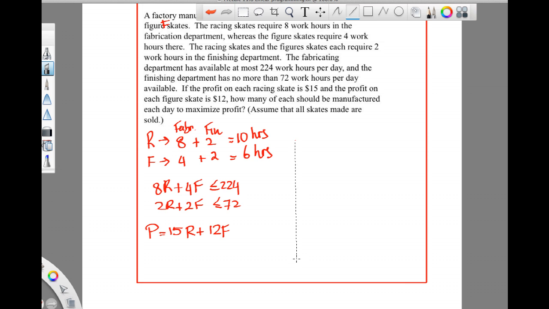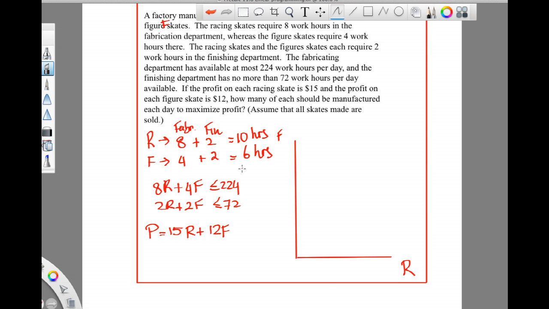So I have some straight lines. On this axis, I'm going to call this the y-axis. So this would be figure skates. The racing skates will be here. And now I need to plot this. So what do I have? So let's work on this one first.